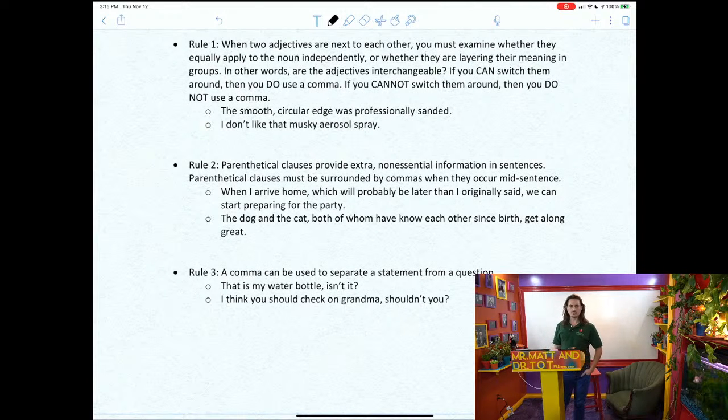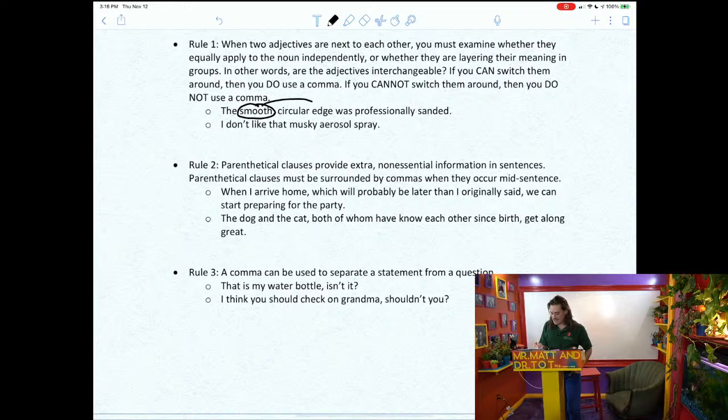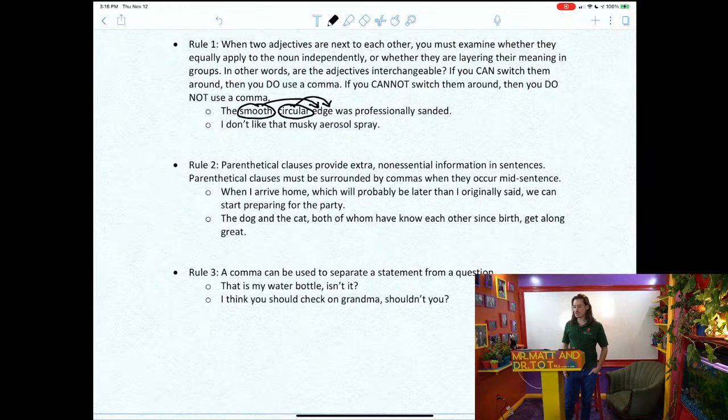And this rule can be a little bit tricky sometimes. So for example, the smooth, circular edge was professionally sanded. Notice that smooth applies to the noun edge equally as circular does. It's a smooth edge and it's a circular edge. And we could switch that around and it would still make fine sense. We could say the circular, smooth edge was professionally sanded. So because we can switch them around, we do use a comma. It goes hand in hand. That's how I remember this rule.